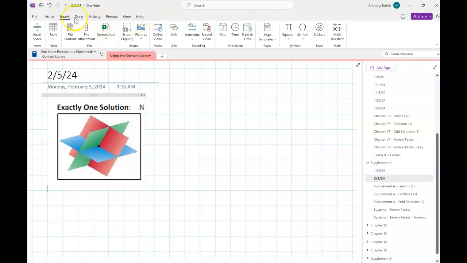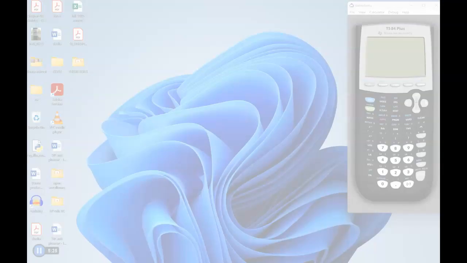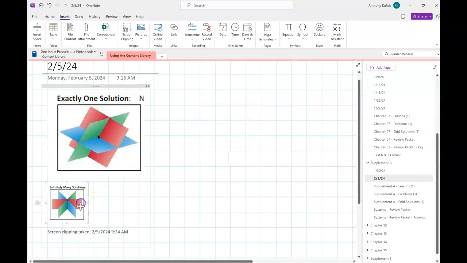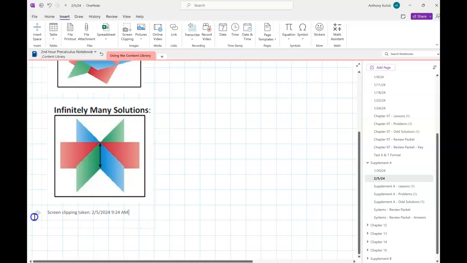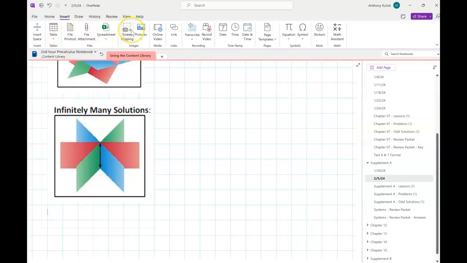Can we get infinitely many points or infinitely many solutions? Yes, what does that look like? Would it have to go through all 3 planes? It's going to be a line where the 3 planes intersect and make a line instead of a point. You guys see that? And then the third is no solution. What is that going to look like?